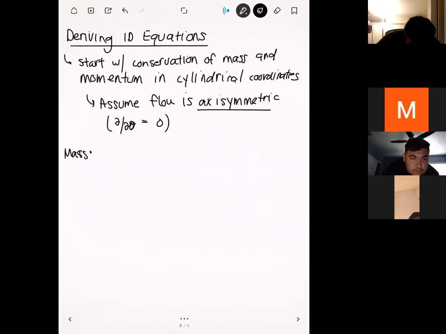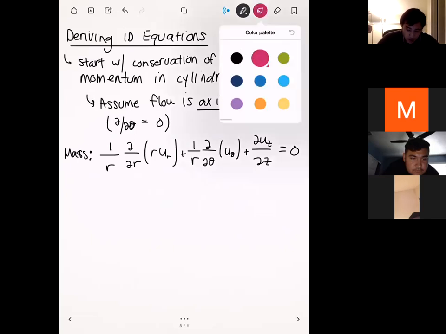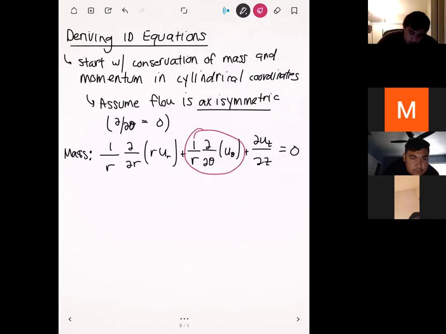All right, so let's start with conservation of mass. Conservation of mass in cylindrical coordinates looks like the following: 1 over r, partial r, of r u_r, where u_r is the velocity in the r direction, or the radial direction, plus 1 over r, partial theta, of u_theta, plus partial u_z partial z is equal to 0, where u_z is the flow in the axial direction, or down the center. All right, so right away we see that this middle term has a derivative with respect to theta, and so let's go ahead and cancel this out. Okay.